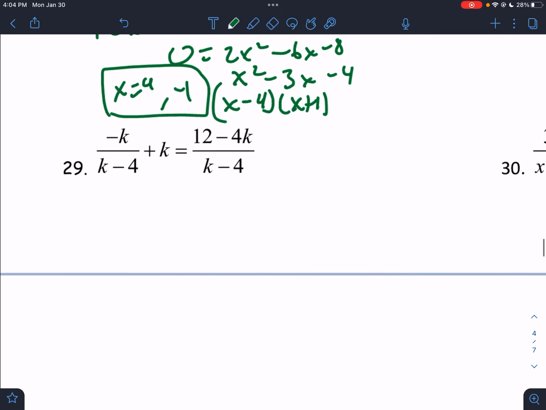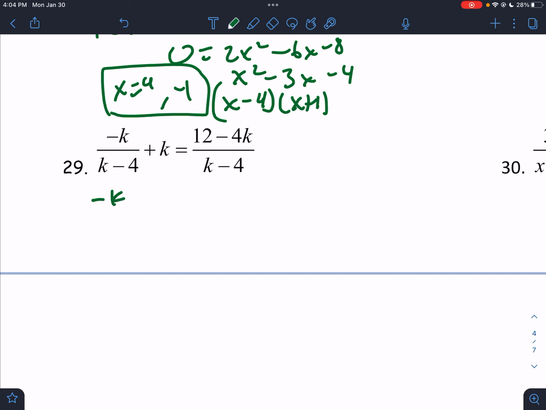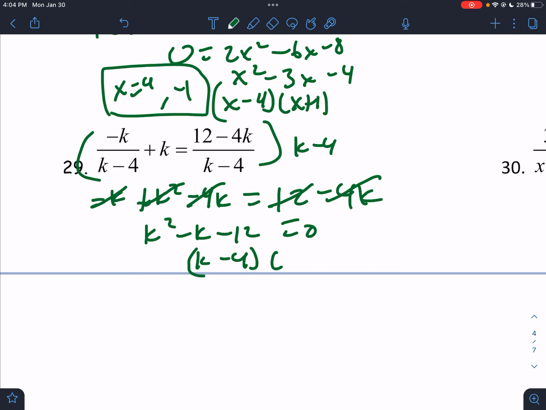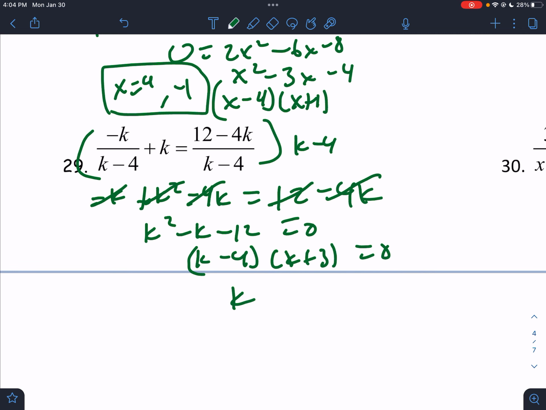Okay, moving on. Multiply everything by k minus 4, and you'd have negative k. You would have k squared minus 4k. Right, we're multiplying everything by k minus 4. And then 12 minus 4k. So minus 4k's cancel out. You have k squared minus k minus 12 equals 0, right? K minus 4, k plus 3. So k equals 4 and negative 3.